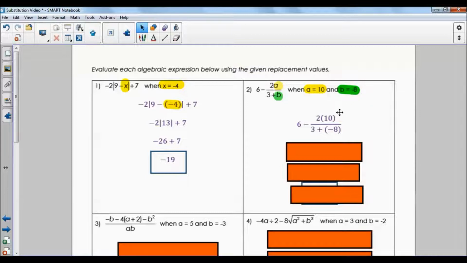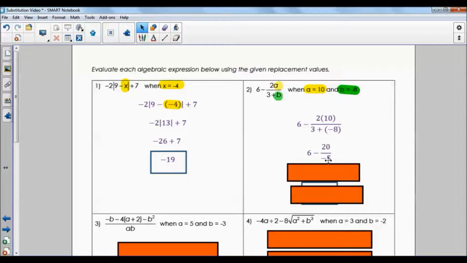Okay, so now we want to simplify this fraction part before we can do our subtraction, right? Because we've got to do our division before we subtract. So our next step, I actually simplified the top and the bottom in the same step because you could do it one step at a time, but I just wanted to save some space. Okay, so 2 times 10 is 20 on the top, 3 plus -8 is -5.